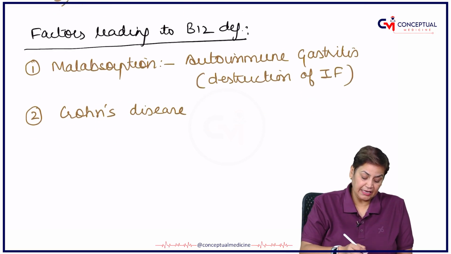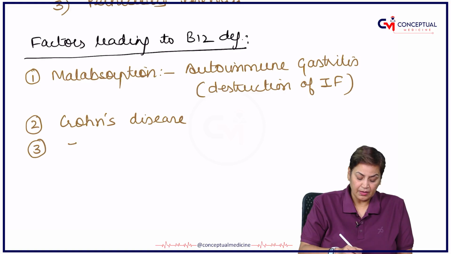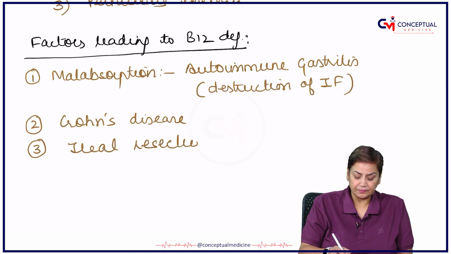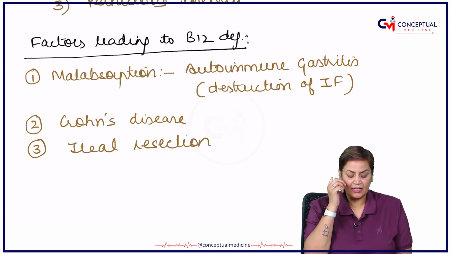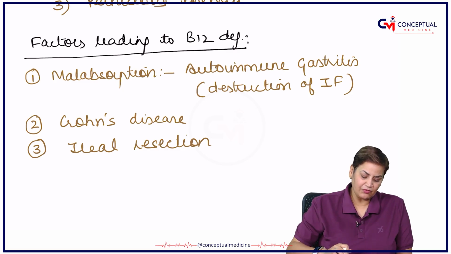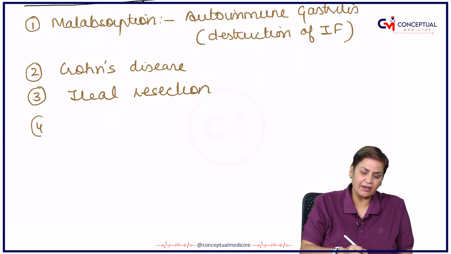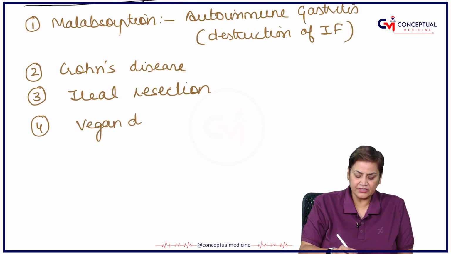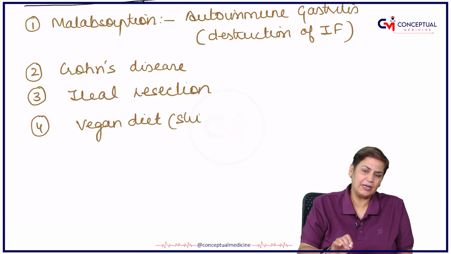Right. Then in ileal resection. So these are the three major points which can lead to the deficiency of B12. And fourth is obviously if you are taking a vegan diet. Vegan diet strictly. If you are not taking any B12 supplement, if you are strictly taking vegetarian diet, then you are also prone to B12 deficiency. So strictly.